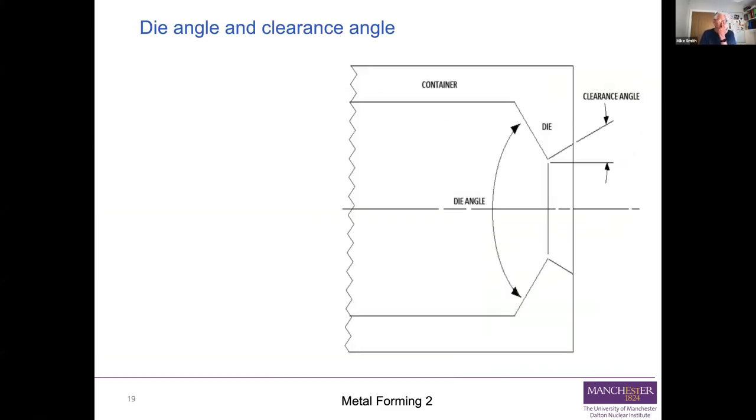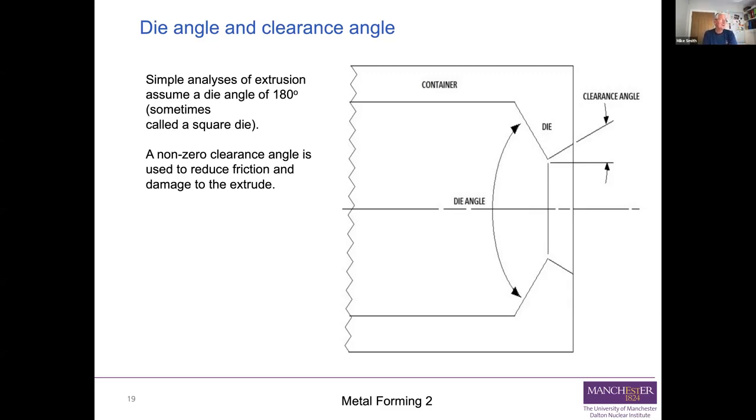This is a picture showing a die, and there are often two angles associated with a die. There's the die angle, which you can see at the back, and the clearance angle, which you can see on the right. Now, very often, if you're doing a simple extrusion, you assume the die angle is 180 degrees, a square die. Now, in practice, you don't do that because you actually end up with extrude material in a stagnant region there, a dead zone, because the flow of the material means that you end up with stuff trapped there that will never get out through the die.